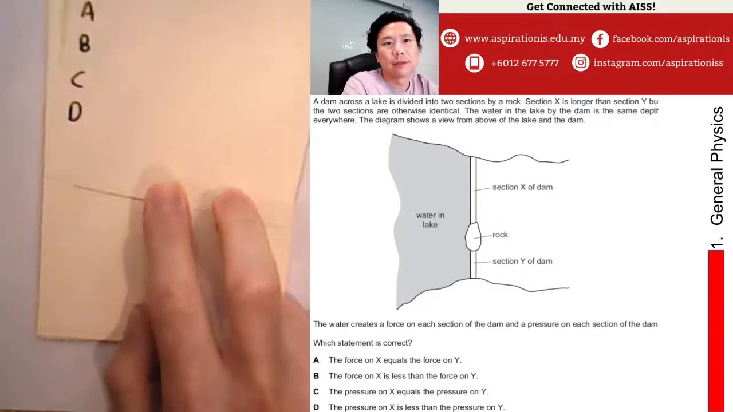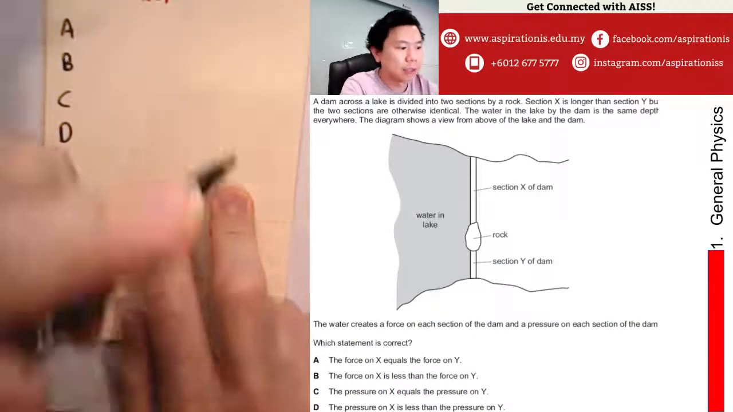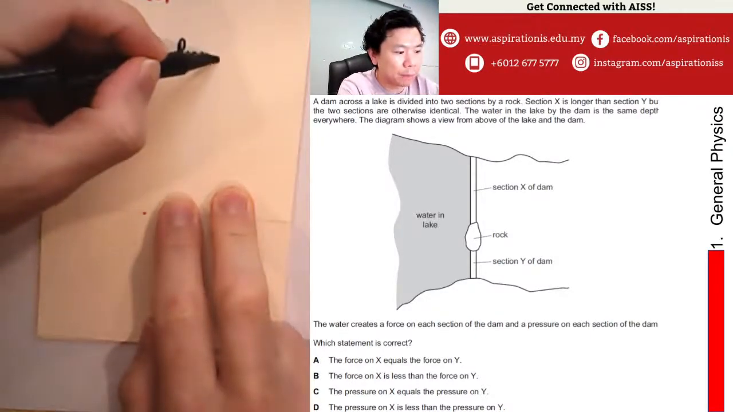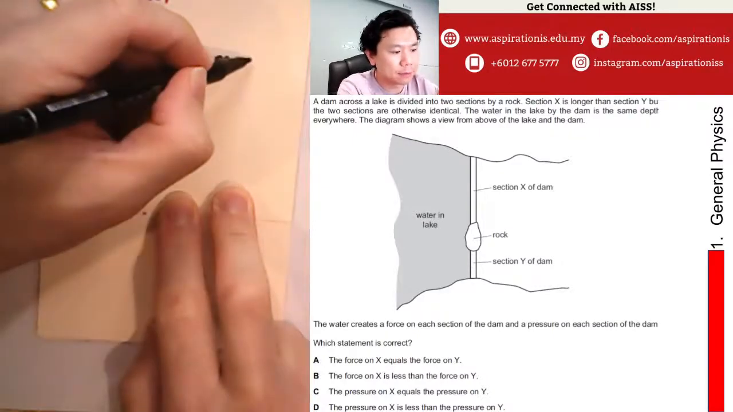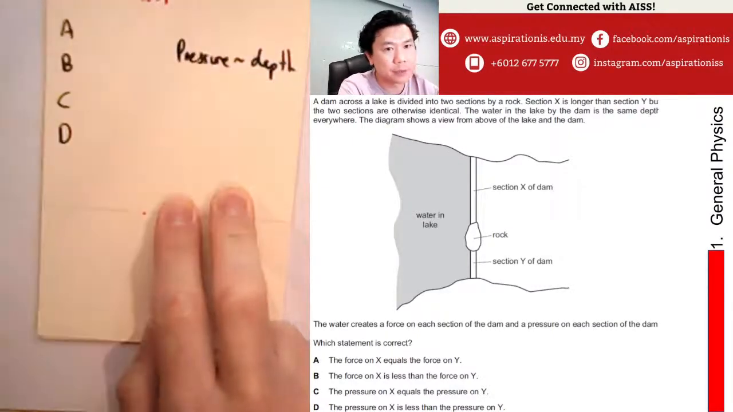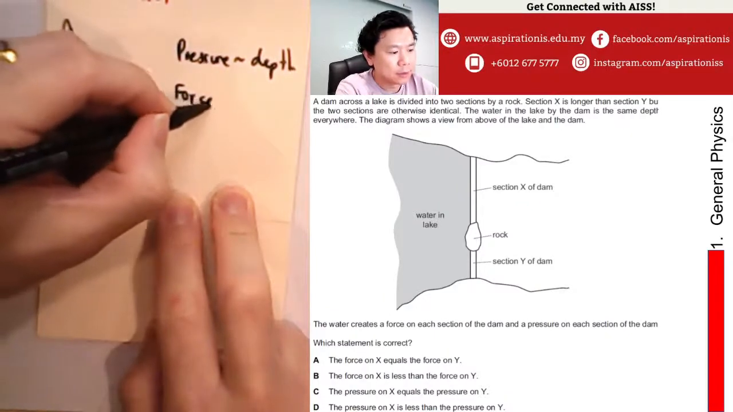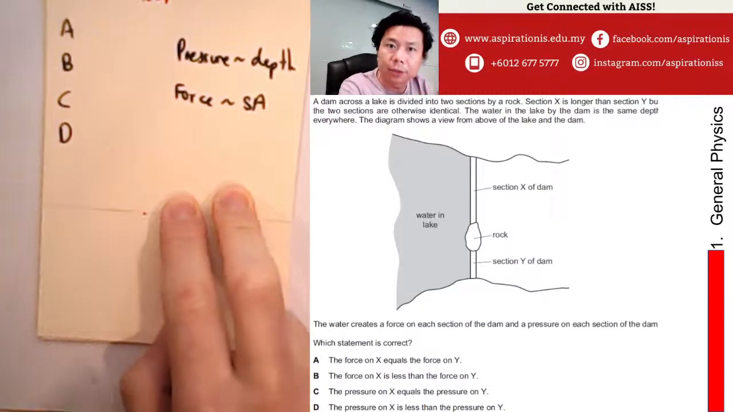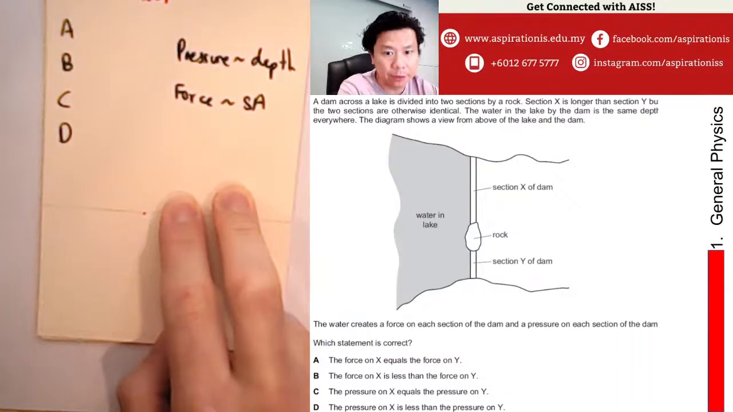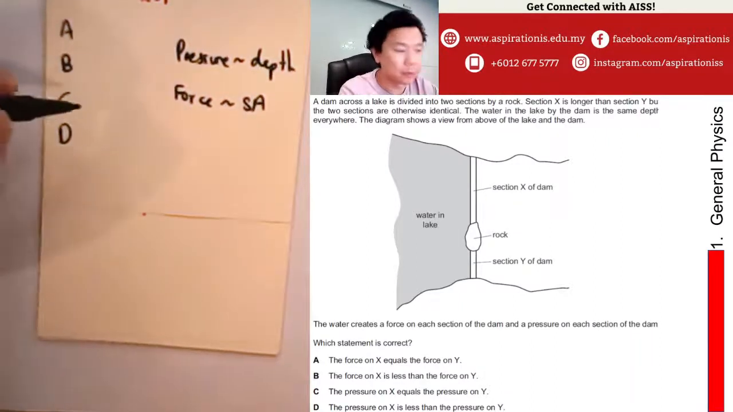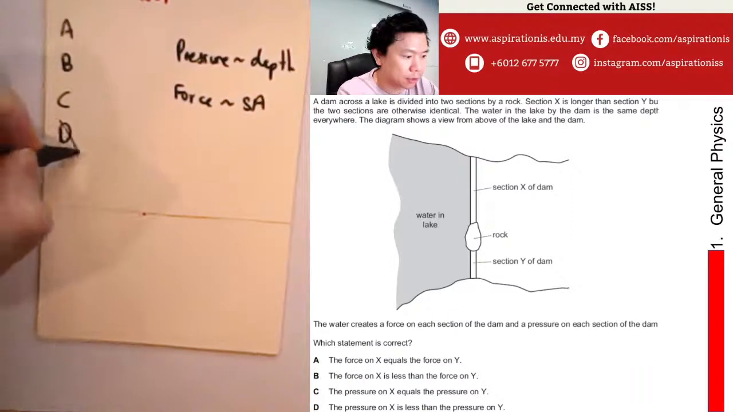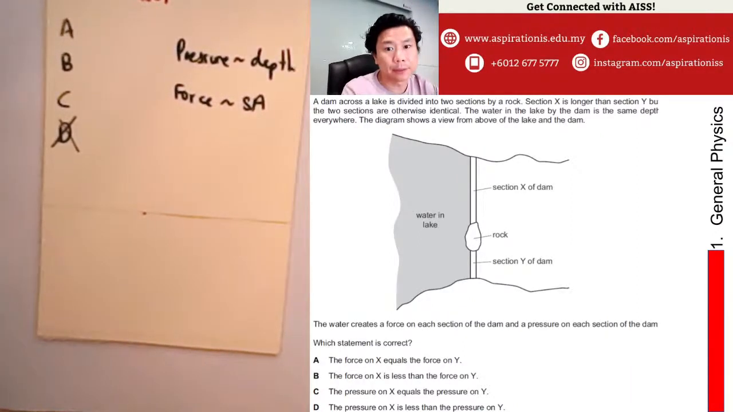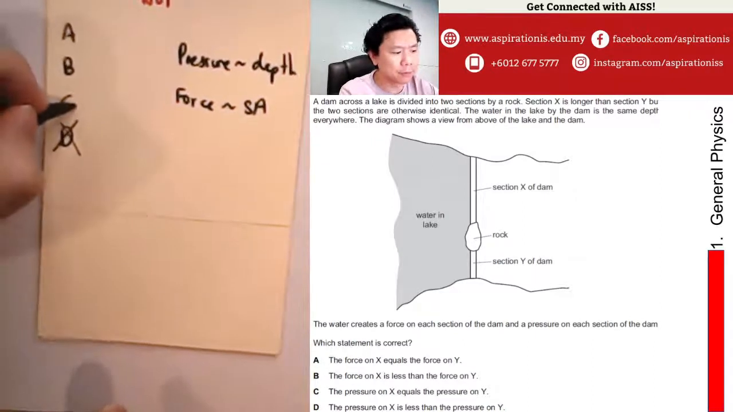Okay, guys. Now, I hope that you know that liquid pressure depends very much on depth, and force depends very much on the surface area. So since the depth is the same, the pressure will be the same. So D is wrong. Okay, so C sounds like a very good bet.